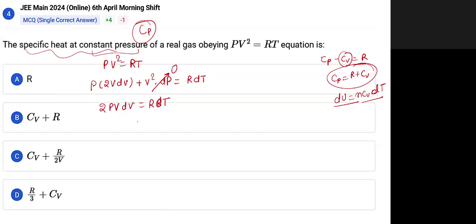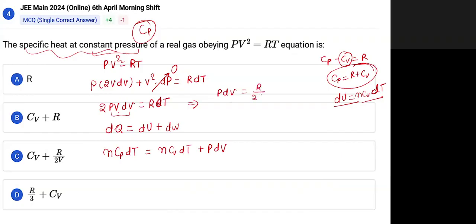Now we know the first law of thermodynamics: dQ = dU + dW, where dW is the work done. Now dQ we can write as nCP dT, dU we can write as nCV dT, and dW is nothing but P dV. So from here you can see that P dV is nothing but R by 2V times dT. This is the value from this equation.